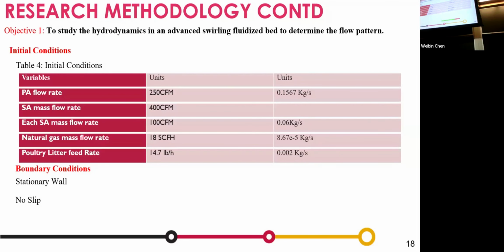Okay, in our simulation, because we have the experiment, we want to make sure that what we are modeling is different. The primary air flow is 250 cubic feet per minute, but we convert it using our volumetric flow rate because we want to use our mass flow rate in our analysis. And the secondary air, this is the rate, because there are 4 of it.